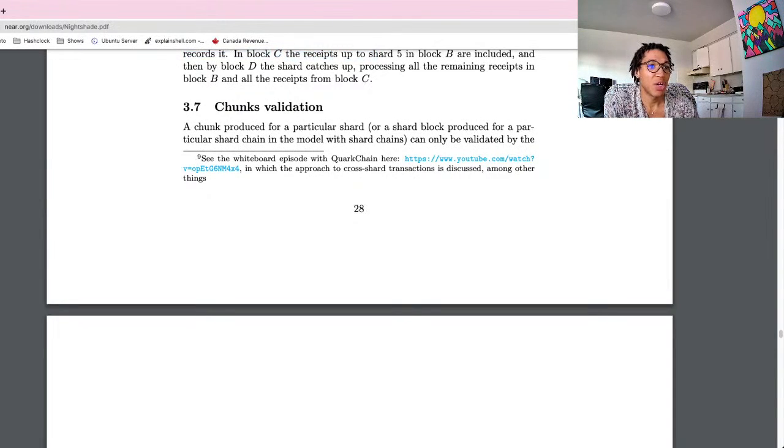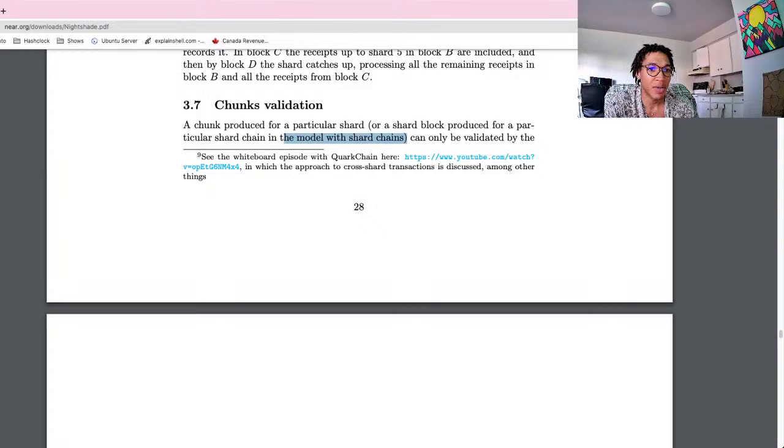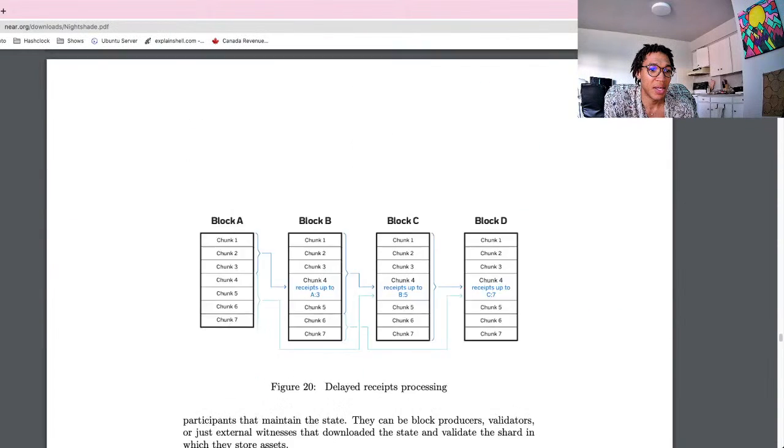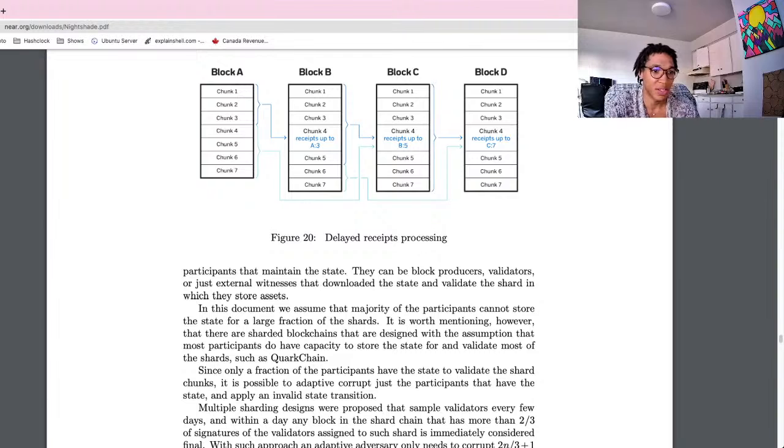3.7 Chunks validation. A chunk produced for a particular shard, or a shard block produced for a particular shard chain in the model with shard chains, can only be validated by... and this is the diagram we just talked about, how chunk 4 is overloaded but eventually catches up.